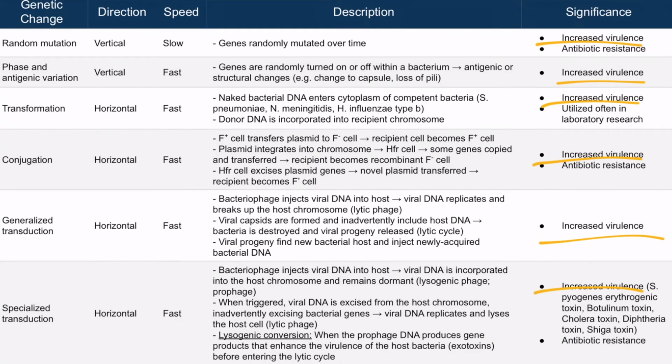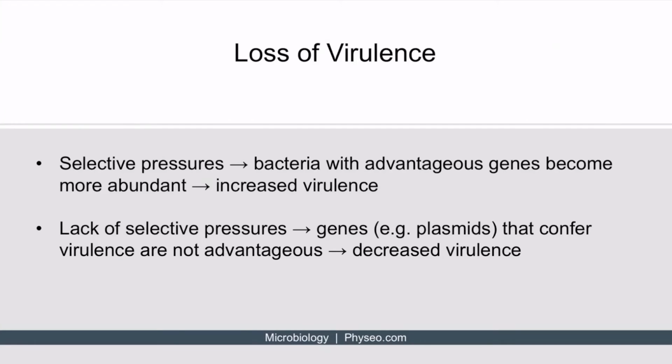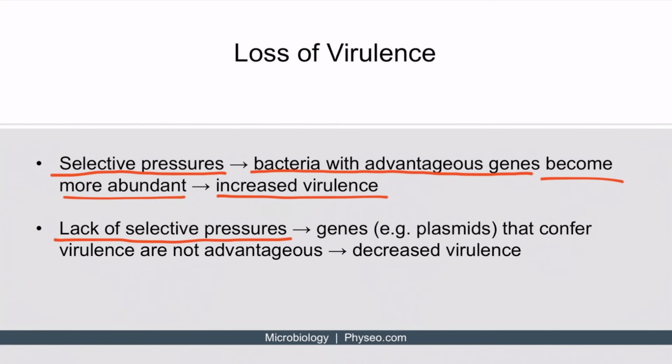Now let's talk about the opposite, how they can lose virulence. Central to increasing virulence are selective pressures. Selective pressures will favor bacteria with advantageous genes, so they will become more abundant. This will increase their virulence. That's the crux of everything we discussed on that table. However, the opposite is also true. A lack of selective pressures can lead to genes, for example, plasmids, especially plasmids, that are actually not advantageous because there's no reason to have them around. So the bacteria can lose those plasmids and ultimately decrease virulence.